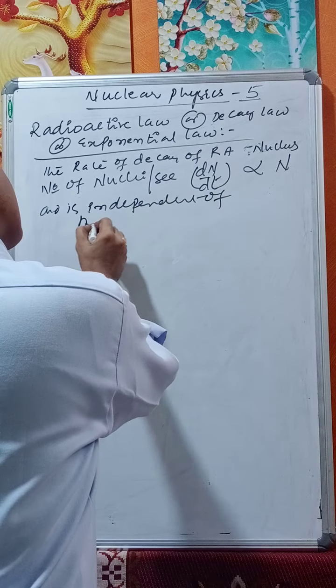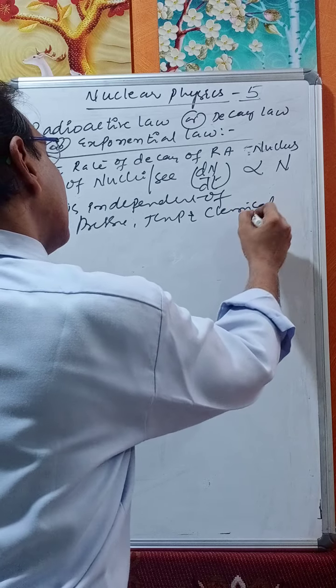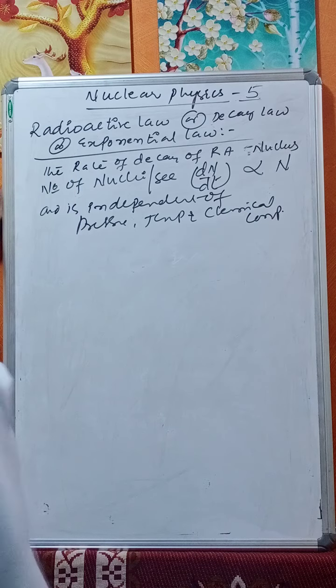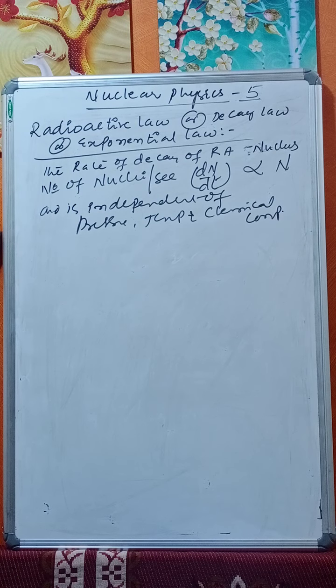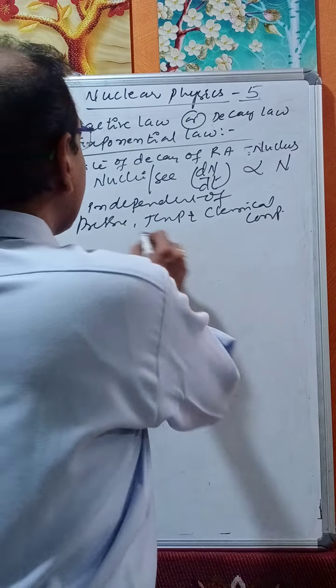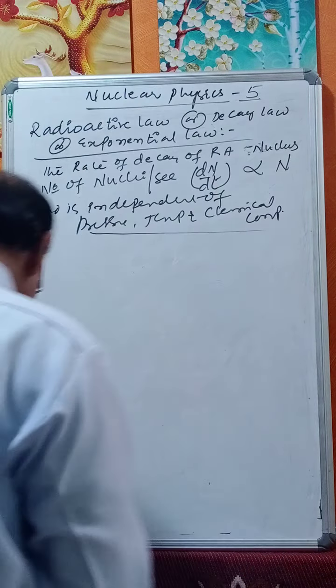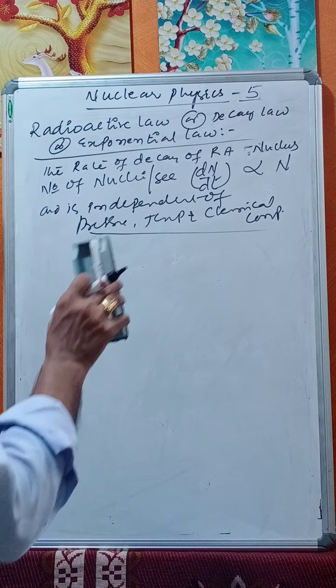pressure, temperature and chemical composition. The rate of decay is independent of temperature, pressure and chemical composition. This is called the radioactive law definition.